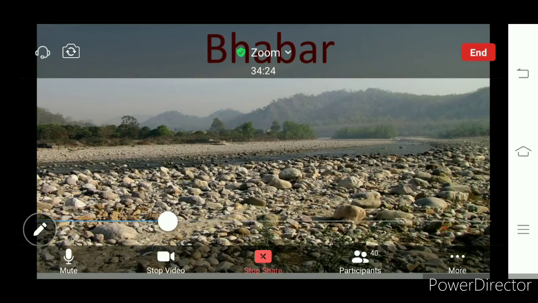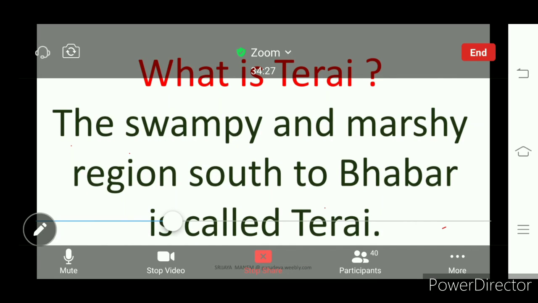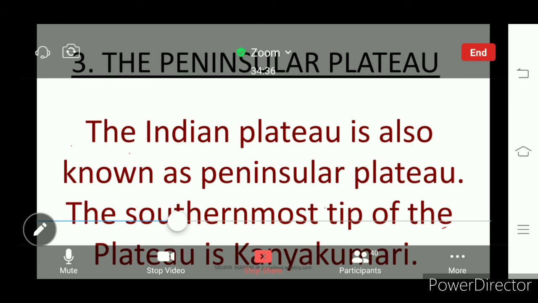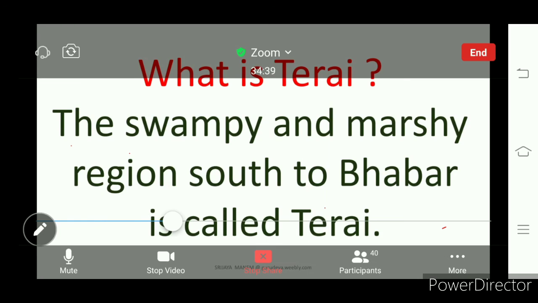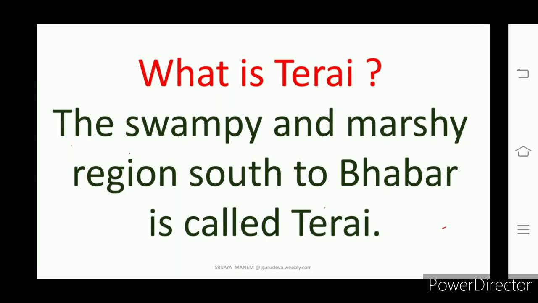What is meant by swampy? It is with swamps, that is lakes. Marshy means it consists of mud. And this region has a thick forest cover. Here we find a rich variety of wildlife. Rich variety of wildlife we find in Terai. It is cleared now and used for agricultural operations. Once it was a thick forest area. Today that is cleared and converted into agricultural land.